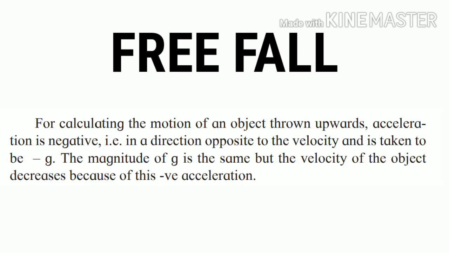For calculating the motion of an object thrown upwards, acceleration is negative, that is, in the direction opposite to the velocity, and is taken to be minus g. The magnitude of g is the same, but the velocity of the object decreases because of this negative acceleration.